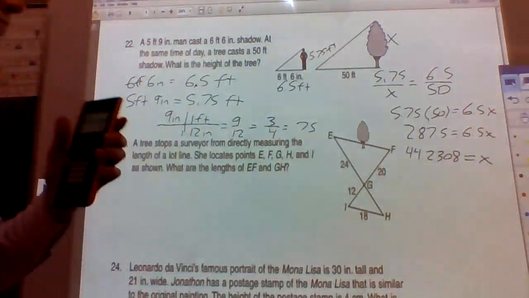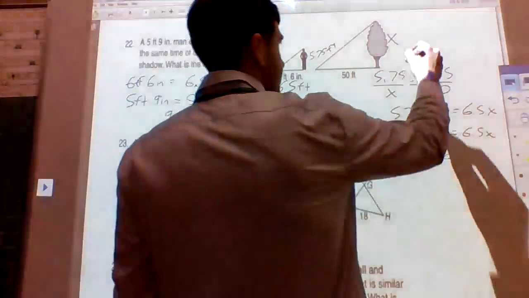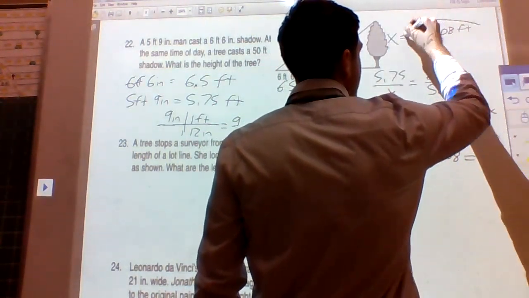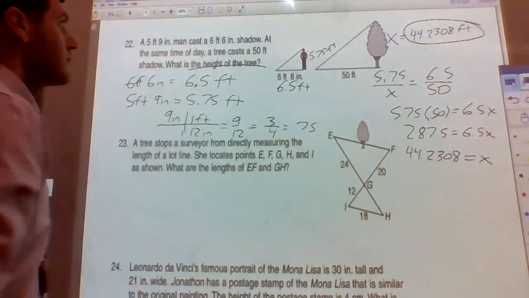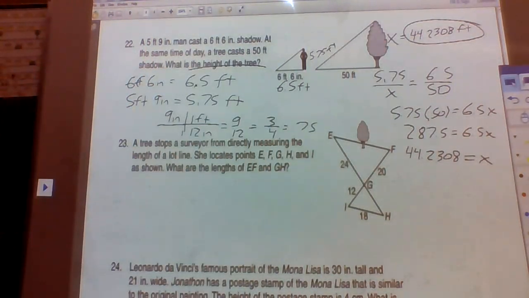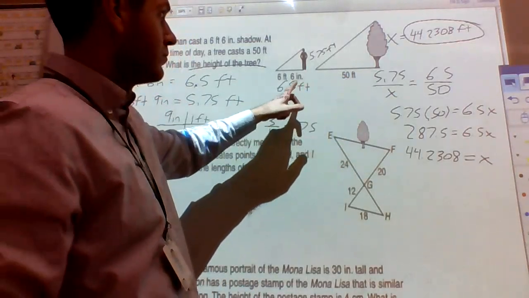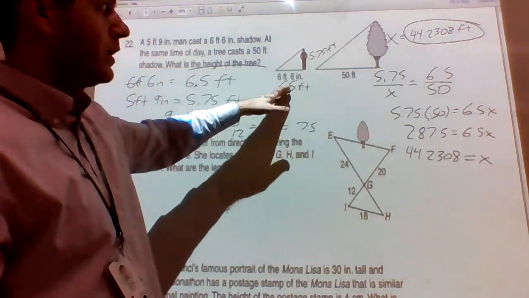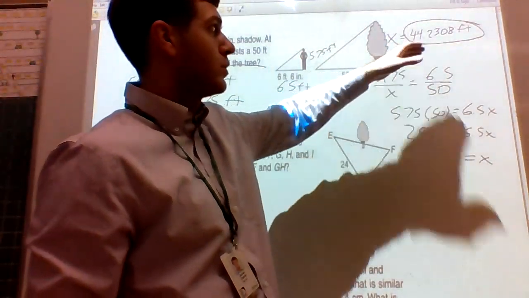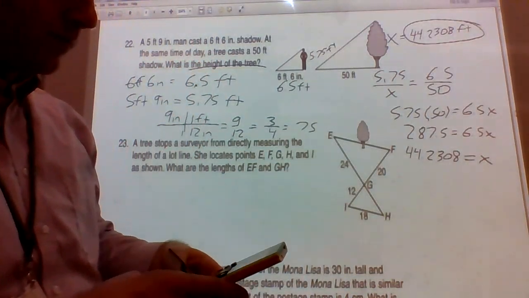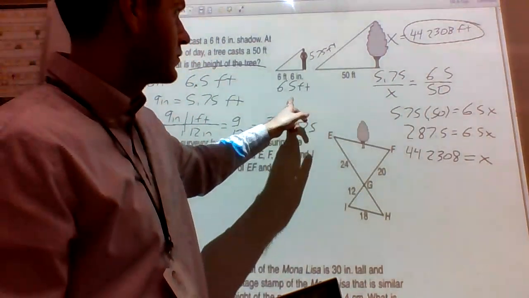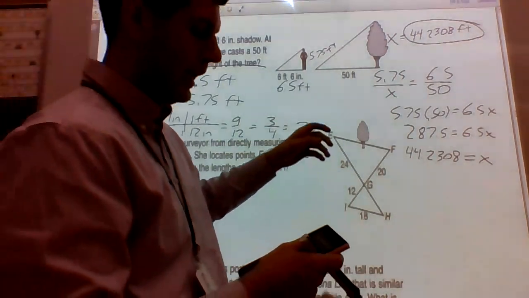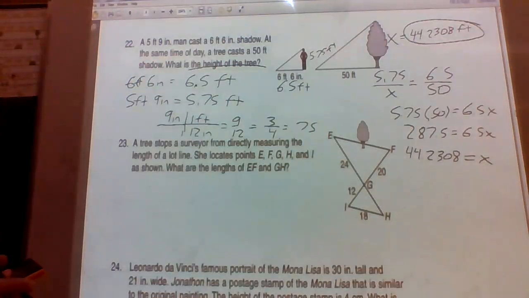So the height of our tree is 44.2308. The height of the tree. Okay. That makes sense because it's a little less than the length of the shadow, right? And the man's height is a little less than the length of the man's shadow. So looks like it's about right. If we plug this in, 44.230 divided by 50, it's going to give us 0.8846. And then 5.75 divided by 6.5, it's going to give us the same thing, 0.884615. Okay, so we know that's the right answer.